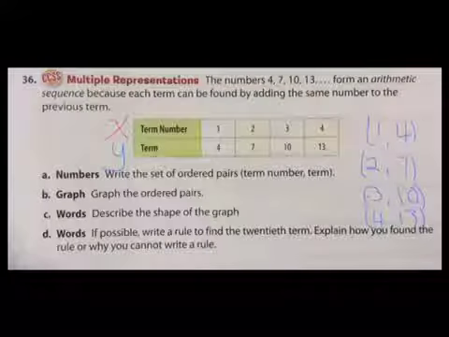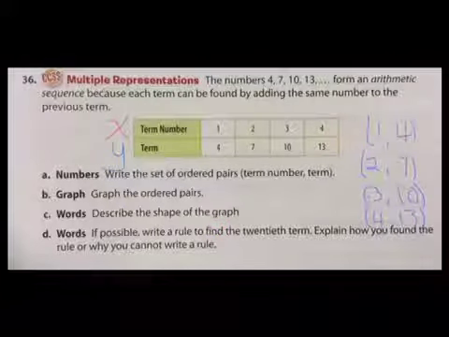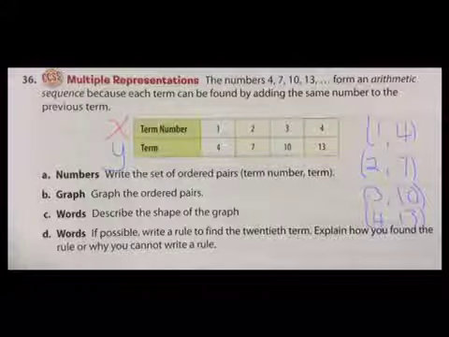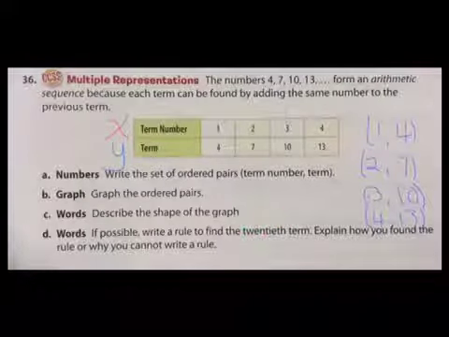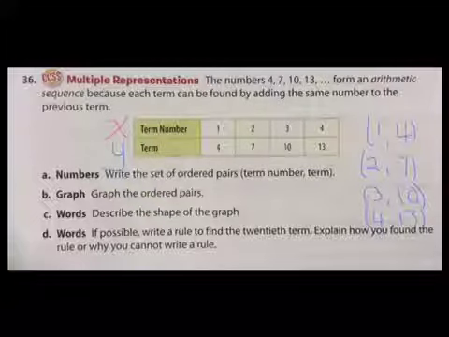For C, you're being asked to describe the shape. Well, when you describe a shape, are they asking you, is it going to be a straight line? Okay, is it a linear relationship? Is it non-linear? Is it positive? Is it negative? Is it increasing? Is it a sharp slope? What is it? You tell me. You can pick any of those.